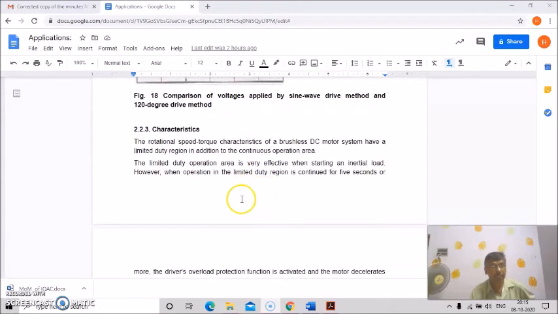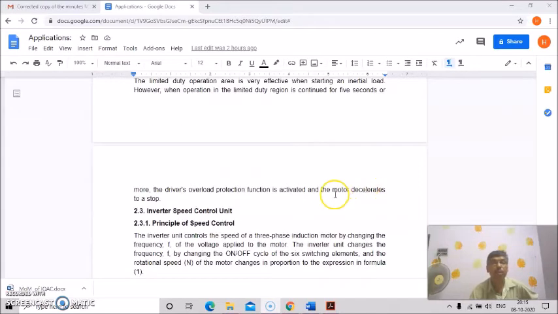And for the characteristics, the rotational speed torque characteristics of a brushless DC motor system have a limited duty region in addition to the continuous operation area, and the limited duty operation area is very effective when starting an inertial load. However, when operation in the limited duty region is continued for 5 seconds or more, the overload protection function is activated, and the motor decelerates to a stop.